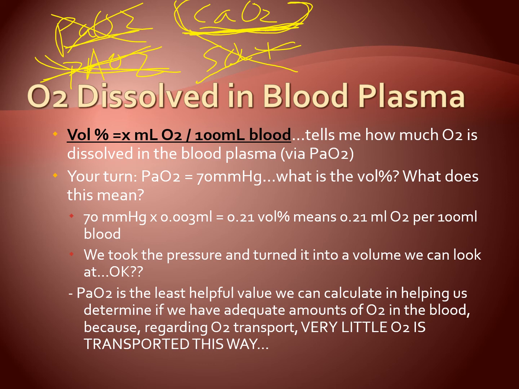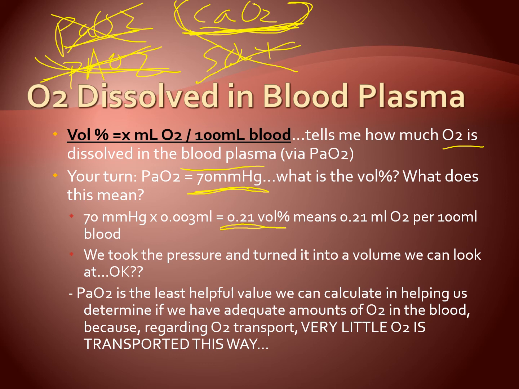So this is your content of arterial oxygen, and that's the equation we're starting to learn now. In fact, you've already learned some of it, right? So this equation tells us how much oxygen is dissolved in the plasma when we look at the mLs of oxygen per 100 ml sample. So if we have a patient that has a PaO2 of 70 millimeters of mercury, what does this mean? Well, when we take 70 times 0.003, that gets to 0.21 volumes percent.